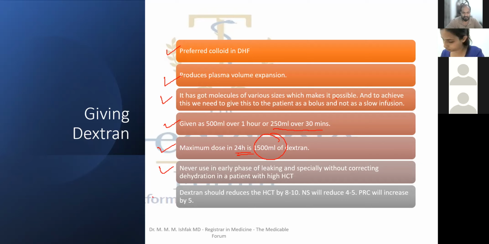So dextran reduces hematocrit by 8 to 10. Normal saline will reduce it 4 to 5. Packed red cells, blood will increase it by 5. This I told you. So these are the basics of what you need to know in relation to giving dextran.